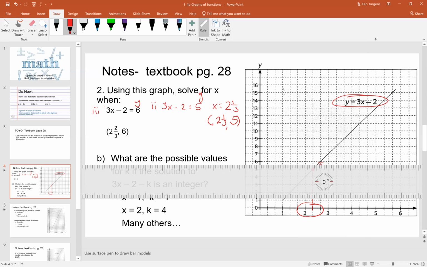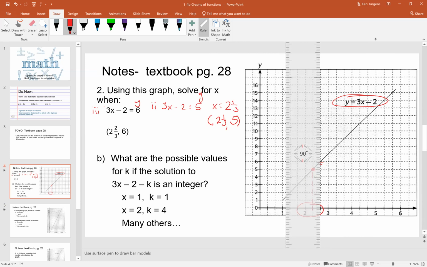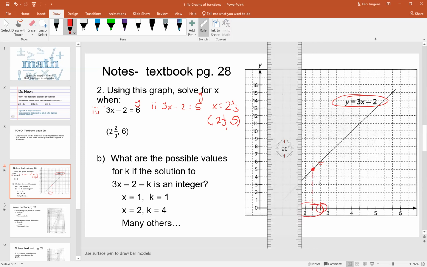Doesn't want to color for me. And then I'm going to turn my ruler and see what my x coordinate is right there when y equals 6. And it looks like it is 2 2/3. So for number 3, x would equal 2 2/3 and y equals 6. And that's my ordered pair.